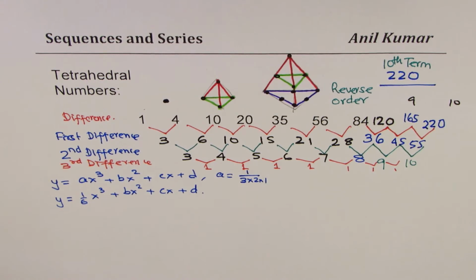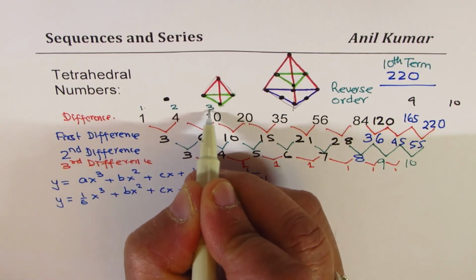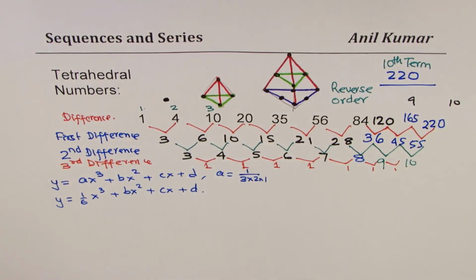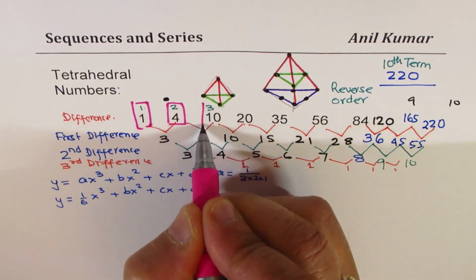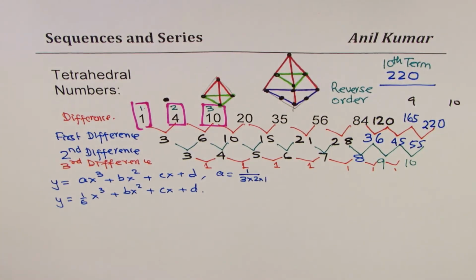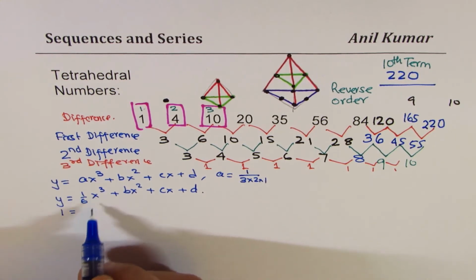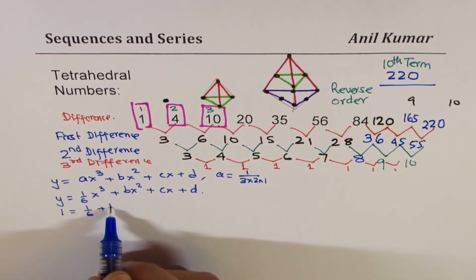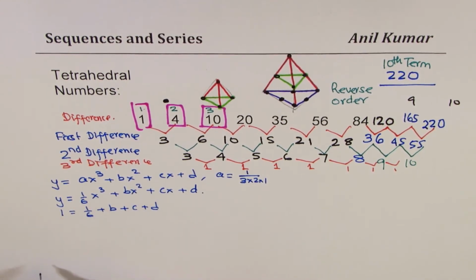In our pattern, the first pattern has 1, the second has 2, the third has 3. So we'll take these 3 to work out, correct? Now we'll work with these three numbers to form three equations: 1 and 1, then 2 and 4, and then 3 and 10. Using 1 and 1, I'll get the equation 1 for y, 1 for x. So we get 1 equals 1 over 6 plus b plus c plus d. So 1 for x gives me this.